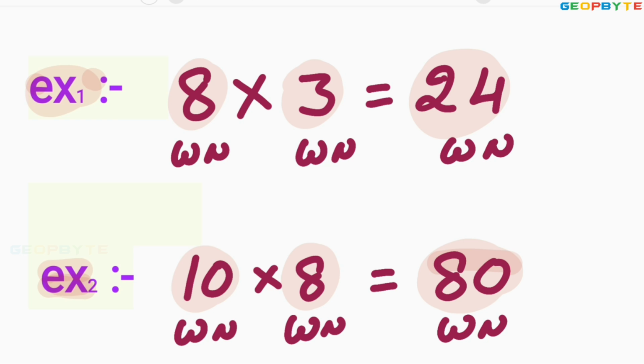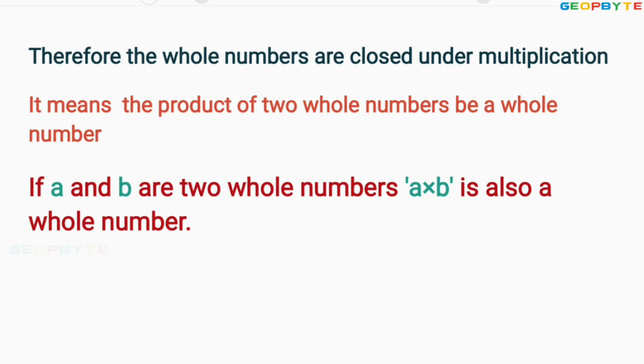The conclusions are like this. Look at the conclusions. Therefore, the whole numbers are closed under multiplication. Understood clearly? It means the product of two whole numbers is a whole number. If a and b are two whole numbers, a into b is also a whole number.